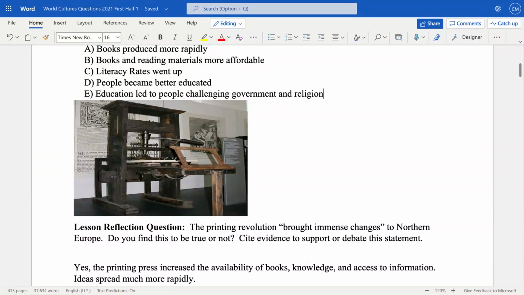Okay, we assume most people put down yes, that the printing press increased the availability of books, knowledge, and access to information, and ideas, of course, would spread much more rapidly. So just make sure you responded to all the questions.